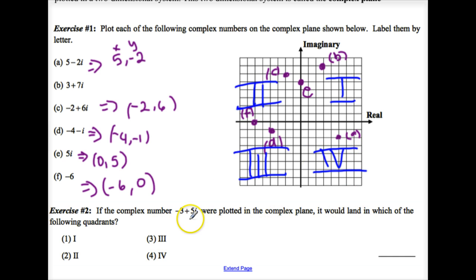So negative 3 plus 5i, if I was to write that, is negative 3 comma 5. Where would that be? Negative 3 would be 1, 2, 3, and 5 up would be 1, 2, 3, 4, 5, which would be right here in red. And that would be quadrant 2, which is choice number 2. There you go.